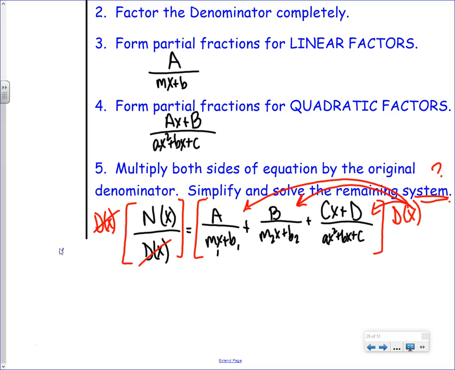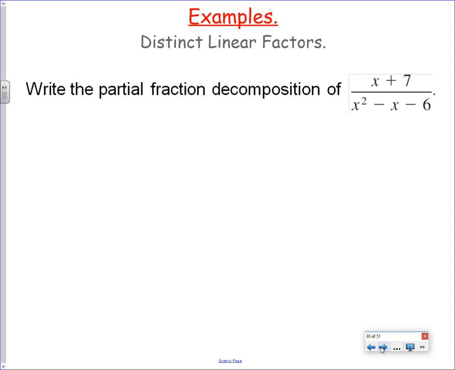What? I thought systems have to have multiple equations. We're just going to have one. Let's go try one. Ooh, it's the one that we were given.